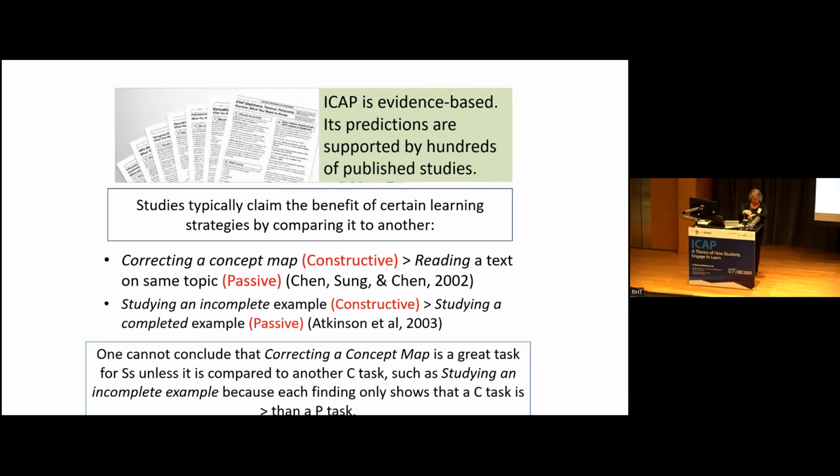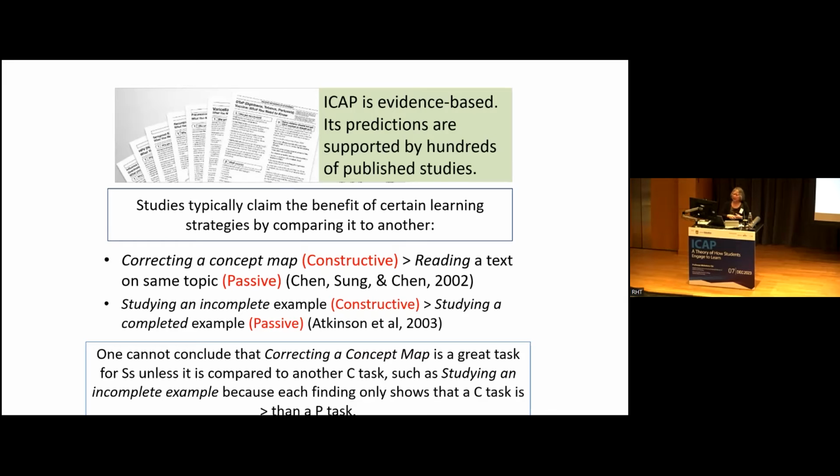So ICAP is evidence-based, and what do we mean by that? What we mean is that predictions are supported by hundreds of studies already published. These studies didn't know anything about ICAP. I was just able to reinterpret all the results in terms of ICAP, and I get a simple, uniform interpretation for all these studies. Let me give you two examples.